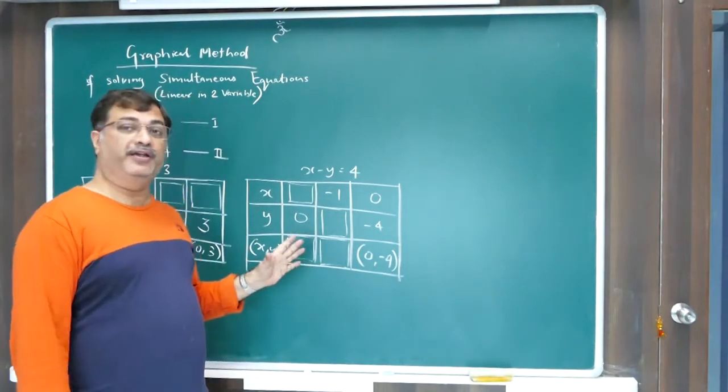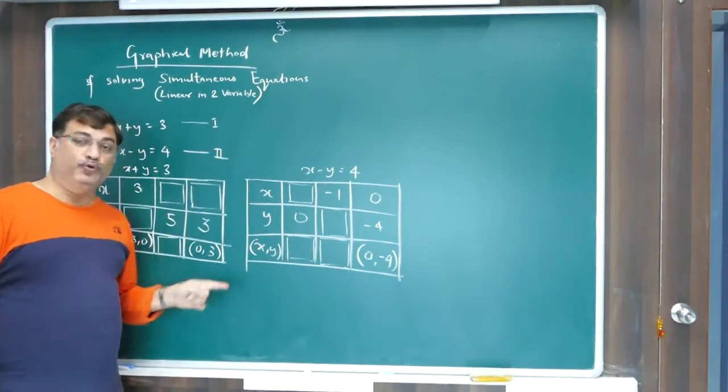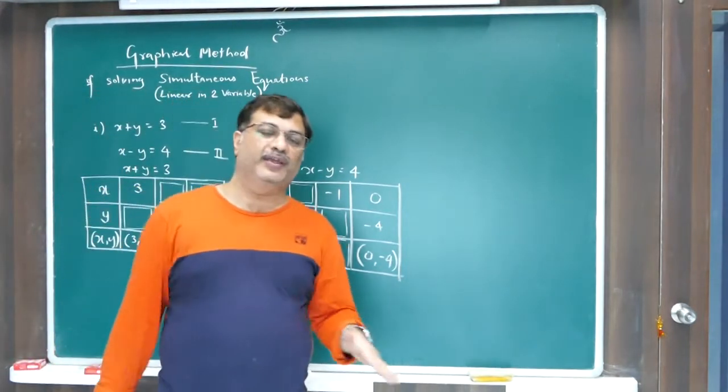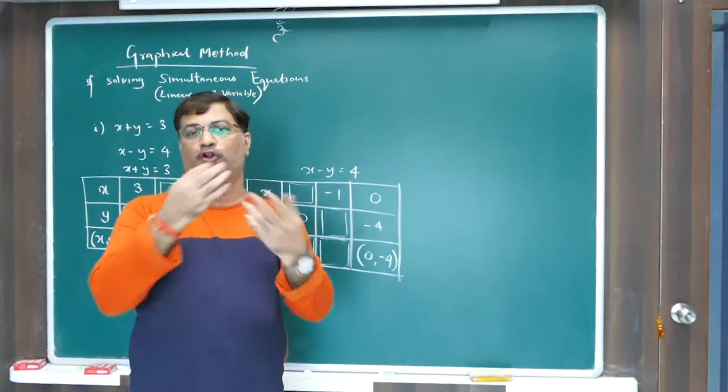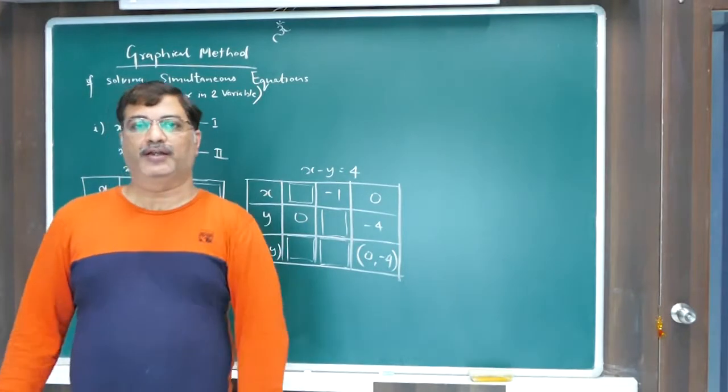So let's first look at how we fill these tables. Without knowing how to fill this table, you will not get the lines, and you will not get the intersection point correctly. This is vital. So let's understand how to do that.